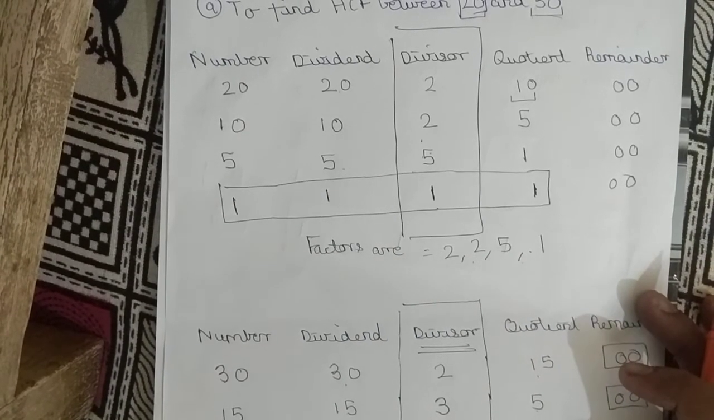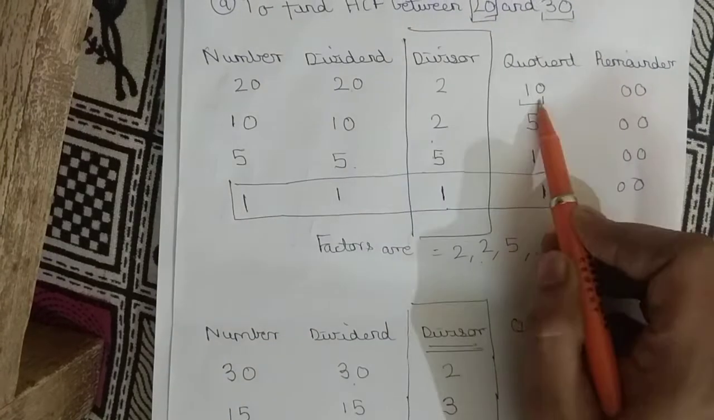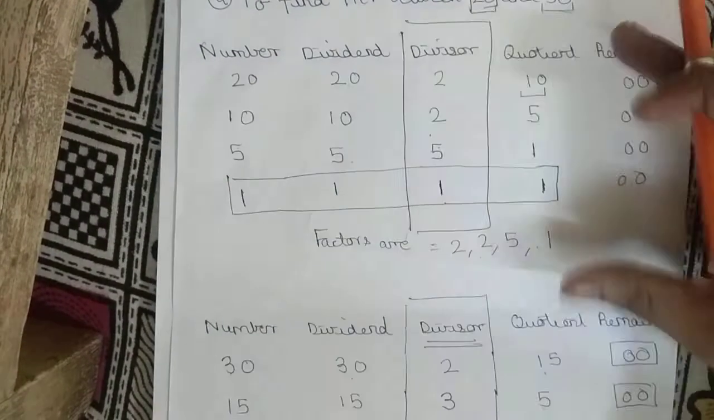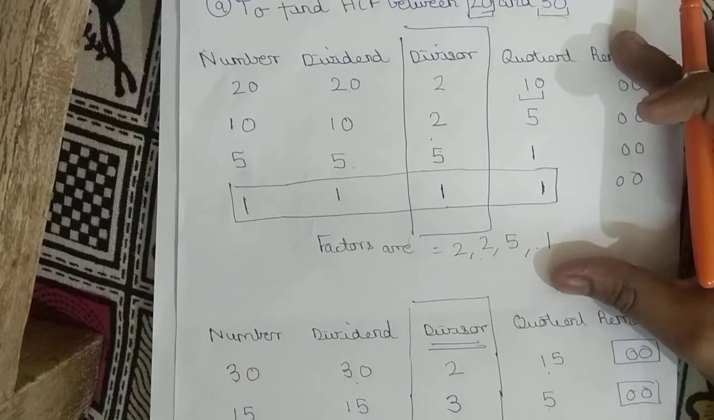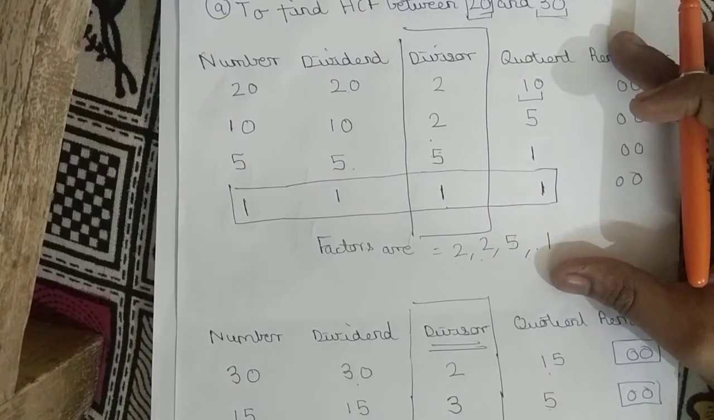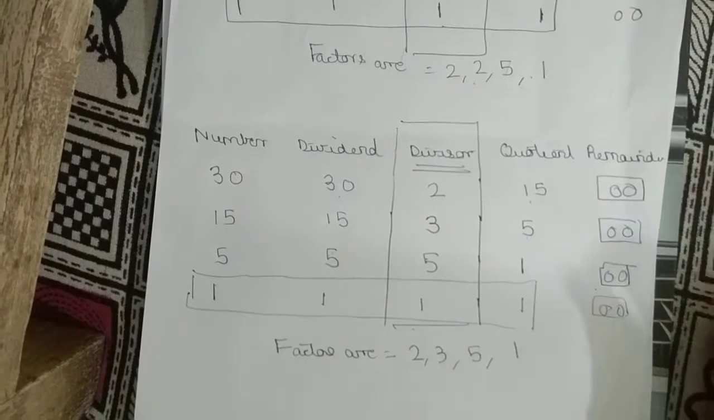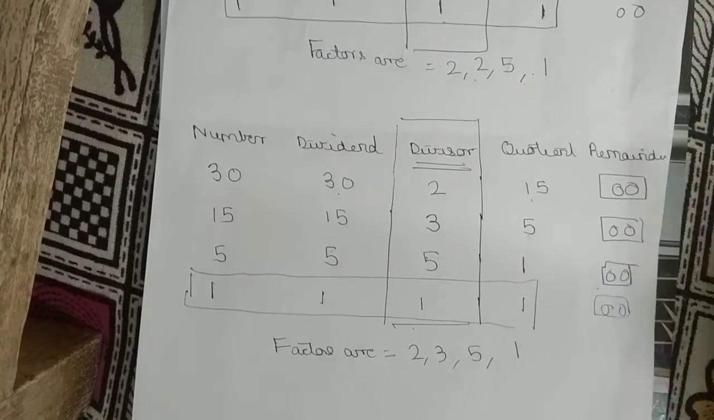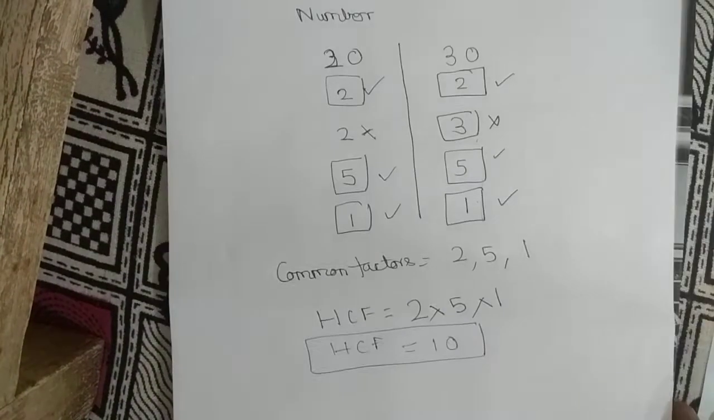Many of you are making the same mistake again and again. So then I wrote 10. I completed this table for 20. If you don't understand, please go back to the last video and watch it again. I similarly completed the table for 30. I got these factors, and what I did was I wrote the common factors.